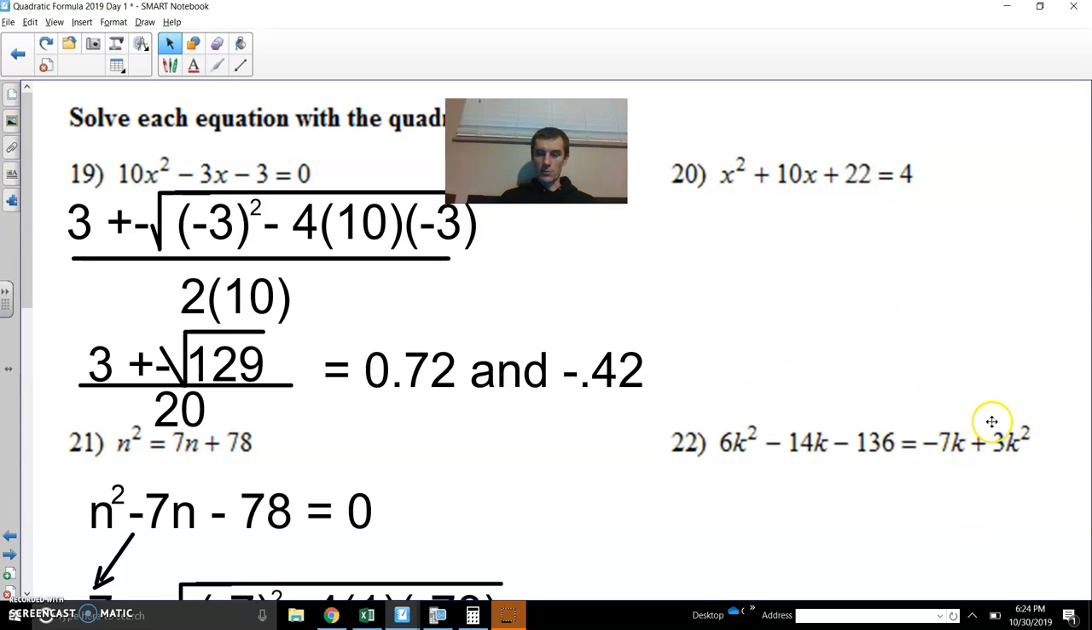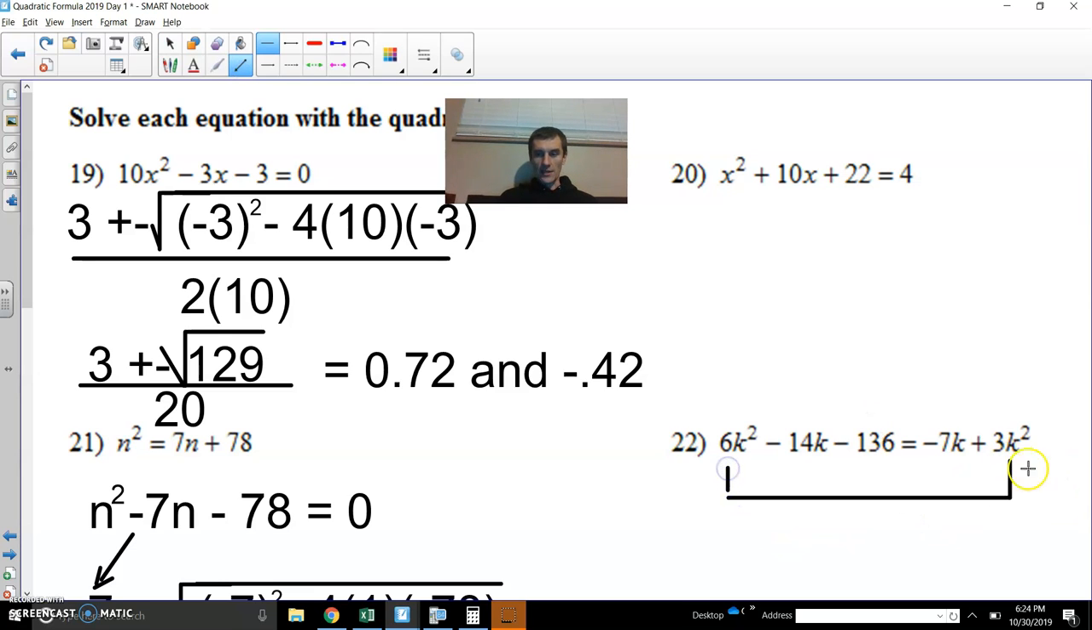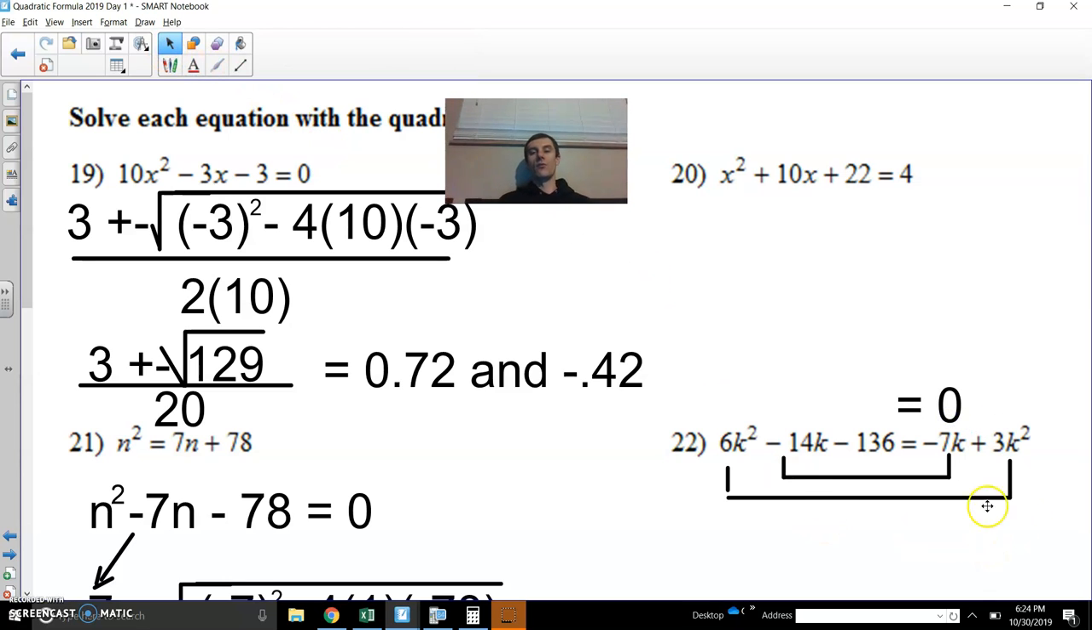Of course, 22 looks pretty intimidating, but I would first try to combine like terms and try to get all of your values over on one side so that you ultimately have equal 0. Because the quadratic formula is a no-go when it equals like 4 or 78 or whatever. You have to get everything on one side and then figure out what A, B, and C are, plug it in, and check your work tomorrow.